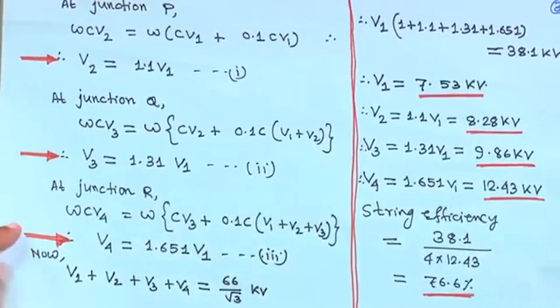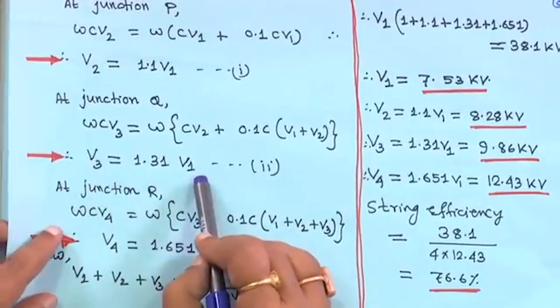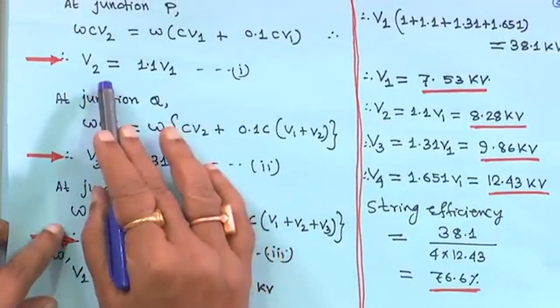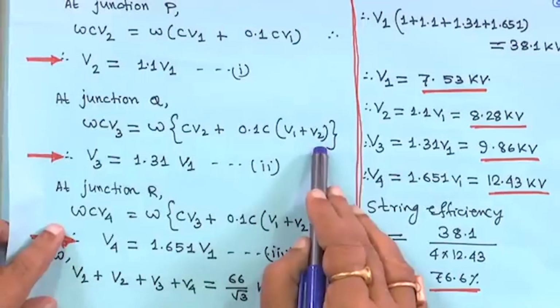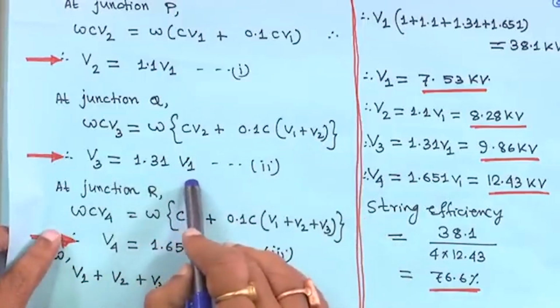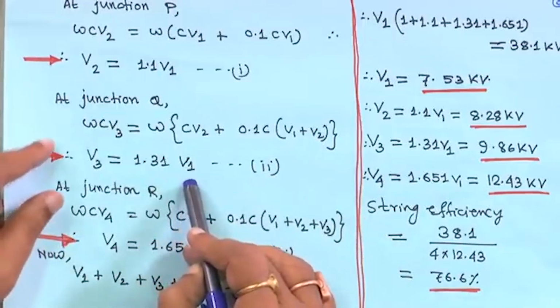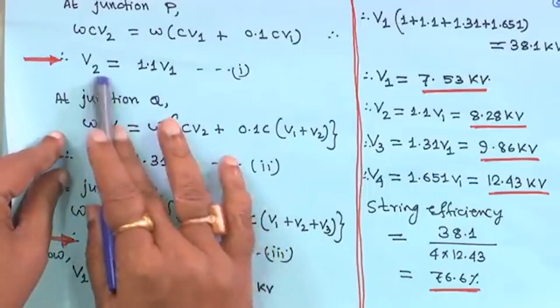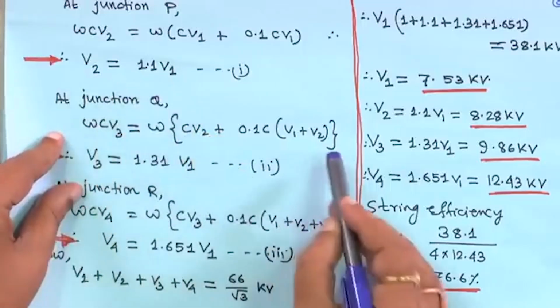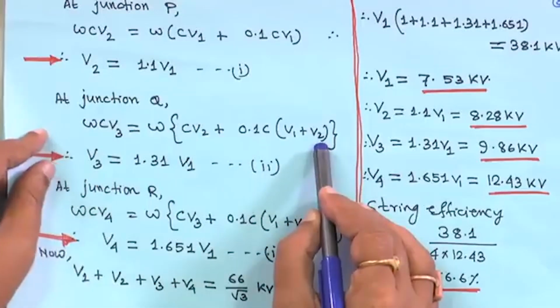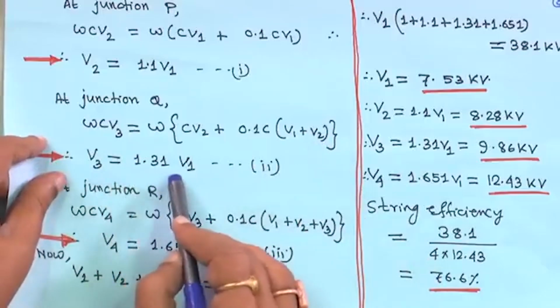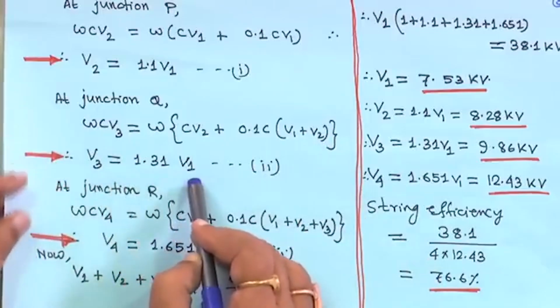Now, the question is that we are writing V3 in terms of V1, which means you substitute this expression of V2 here, then only you will get 1.31 directly, which I have written here. So please substitute V2 is equal to 1.1 V1 here itself and simplify, and you will get V3 in terms of V1 as 1.31 V1.